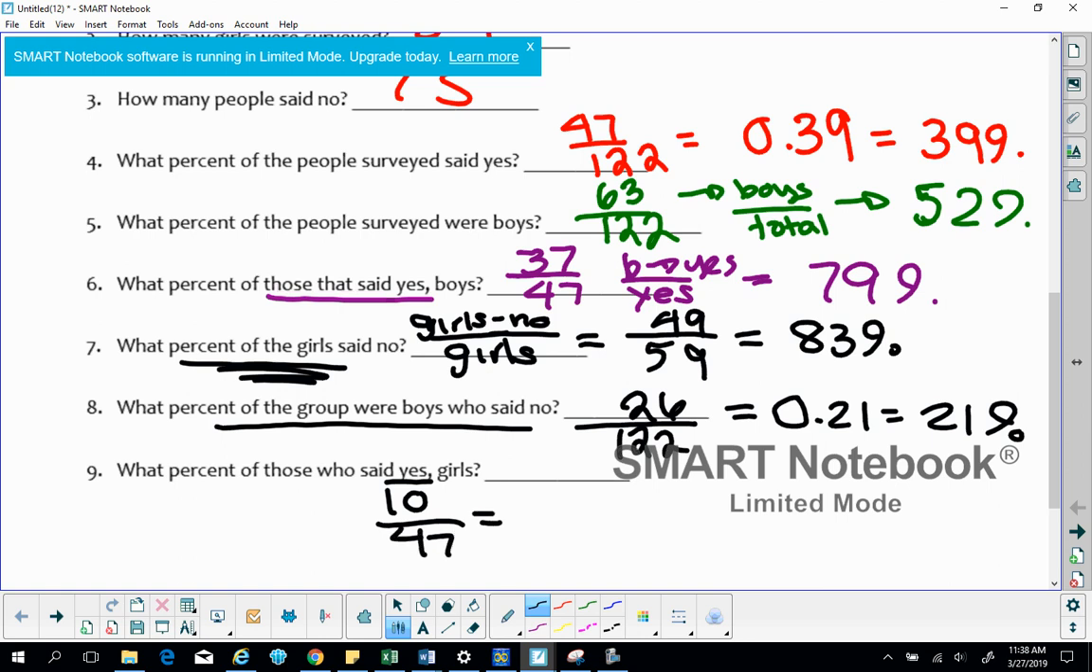So then you divide that, and what do you end up getting? Good. Then multiply that by 100. What do you get? So he got 0.21, and what's that as a percent, 21%? Just multiply 0.21 times 100.